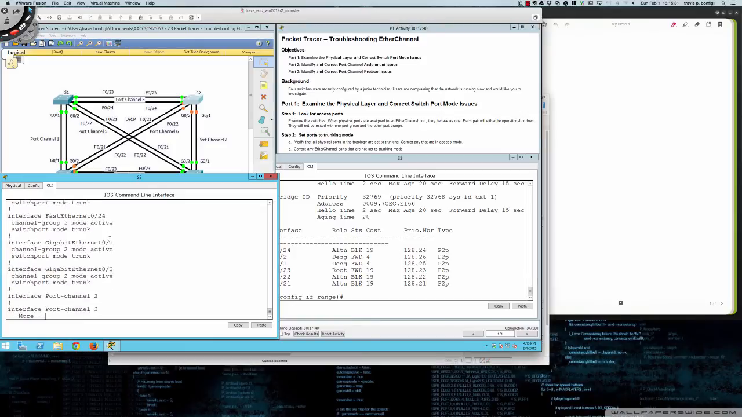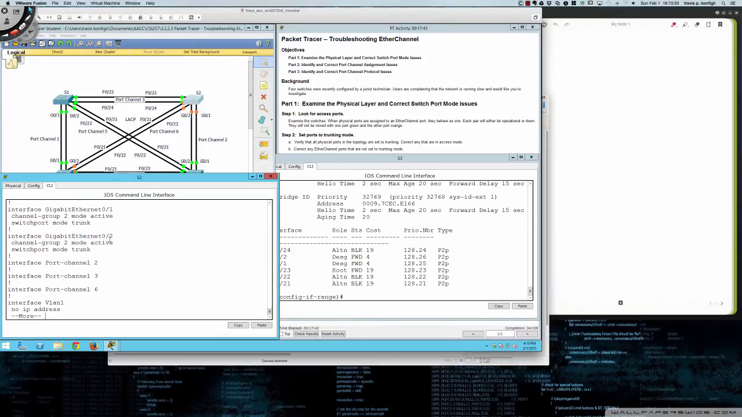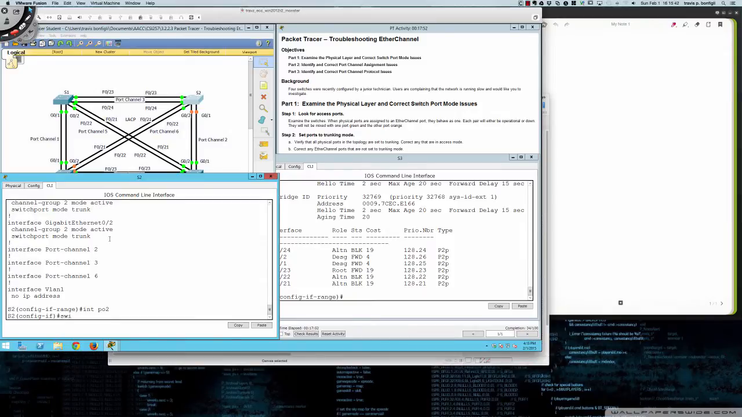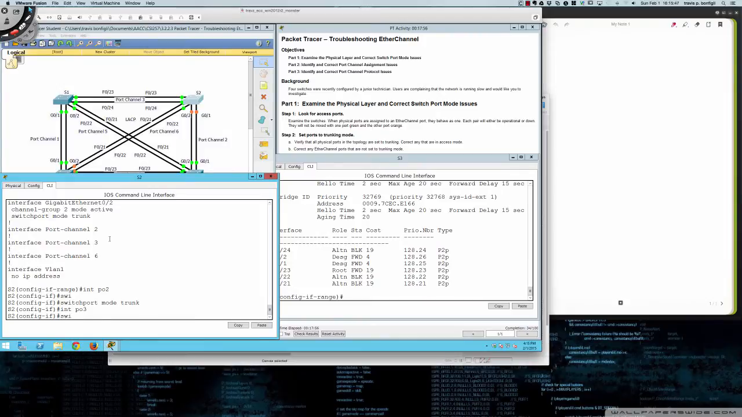And so now let's take a look down here. Aha, so our port channels 2, 3, and 6 don't have the switchport mode trunk statement. So let's get in there and take care of that. So we're going to say interface Po2, switchport mode trunk, interface Po3, switchport mode trunk, and interface Po6, switchport mode trunk. All right, so now we've set all of those interfaces to be trunk ports, and we do a do show run real quick.